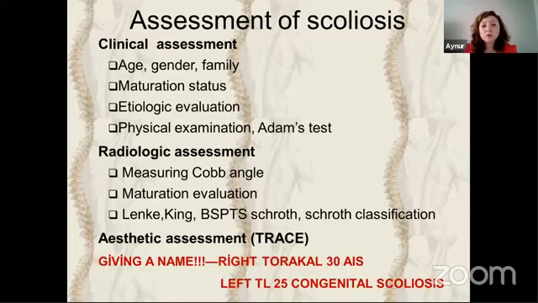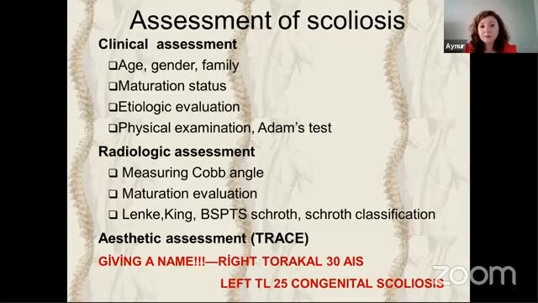Assessment of scoliosis has three parts: clinical assessment, radiological assessment, and aesthetic assessment. After these assessments, we give a name to the scoliosis. For example, you have right thoracal 30 adolescent idiopathic scoliosis, or you have left thoracolumbar 25 congenital scoliosis. We must name it, and then we must treat it. Before naming it, you can treat it.